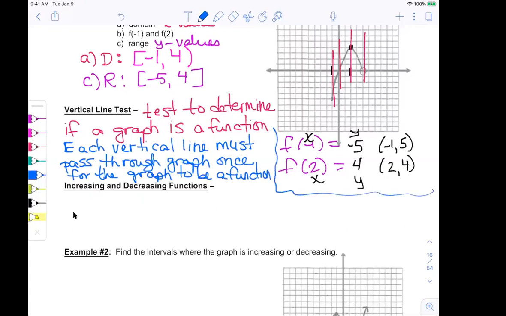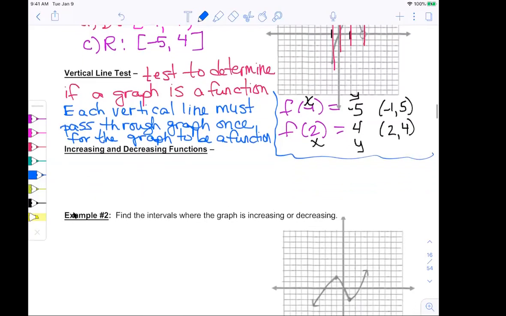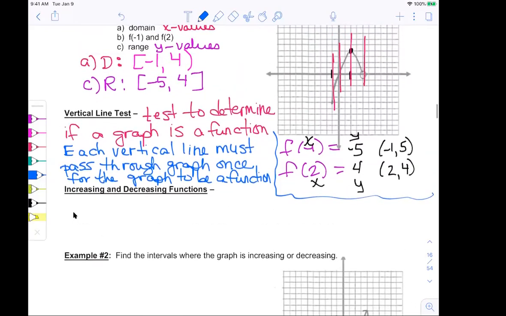So essentially, the vertical line test is a test to determine if a graph is a function. When you draw those vertical lines, they must pass through the graph once for the graph to be a function. And I have those vertical lines drawn in the graph that was given as an example. If it passes through a graph more than once, then it's not a function because the x value has two y's. So a little refresher on the vertical line test.